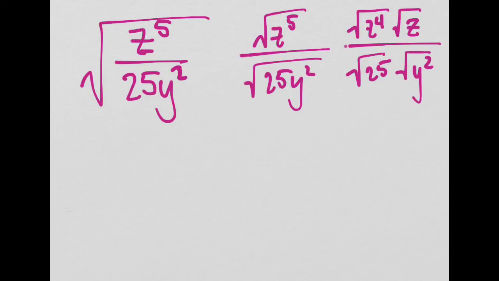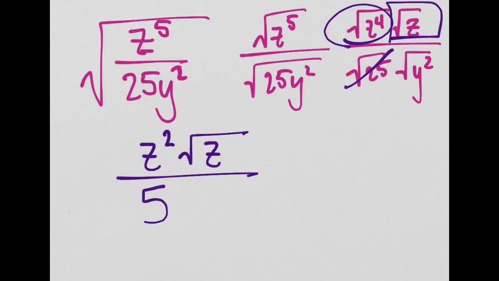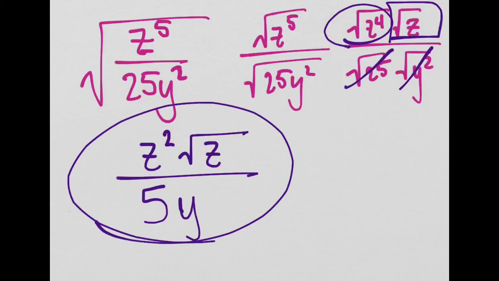Now, what I'm going to do right here, the square root of z to the 4th, again, I take half of that exponent, so it becomes z squared. This is an odd exponent and it's by itself now, so I just leave that z inside of the radical symbol. I can take the square root of 25, which is 5, and the square root of y squared is just a y, and there we go.